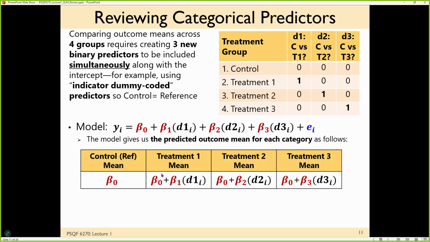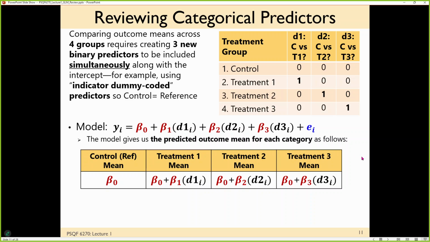So in this, the model tells us what the mean is for each of the groups. Beta 0, because it's the predicted outcome when the slopes are 0, is going to be the mean for the control. And then it plus each of the other slopes gives me the mean for each of the other groups. So beta 1 is a difference. It tells me how the first treatment differs from control. Beta 2 is a difference, how the second treatment differs from control, and likewise for the third.